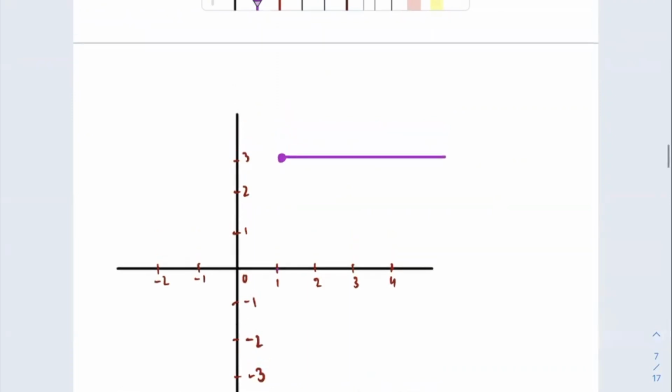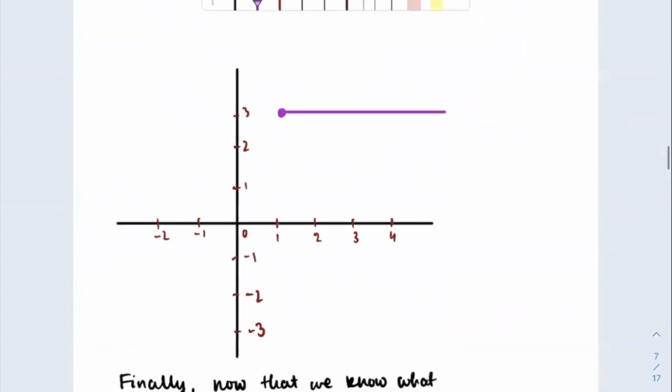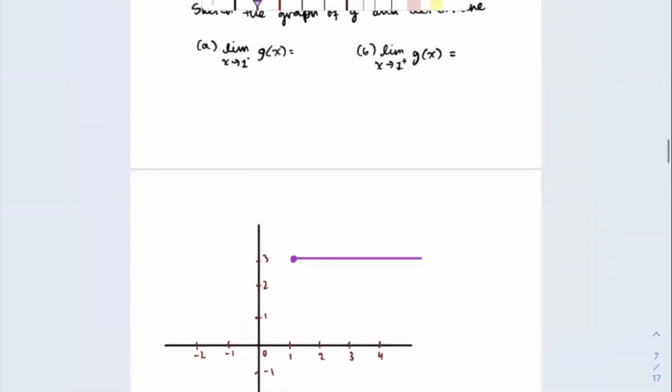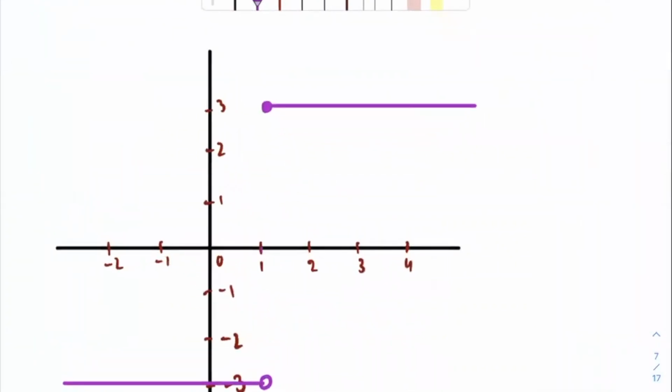And then the other thing we're told is that when x is less than 1, g of x is equal to minus 3. And then we draw the graph at minus 3, again going from this point. But keep in mind that over here we use an open circle, because it's not equal to minus 3 at 1. All right, so this is our graph. And now the question is, what are the left and right-hand side limits as x approaches 1? Well, as x approaches 1 from the left, we're following this line. So we're headed towards this point, which is going to give us a value of minus 3.